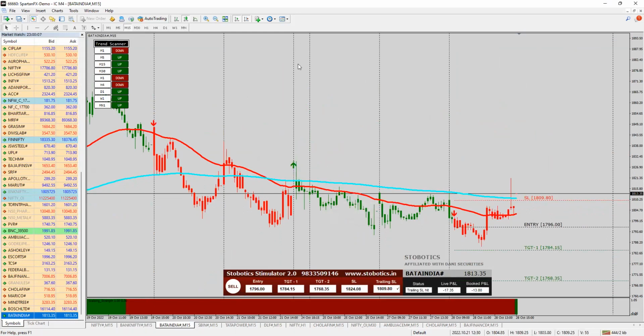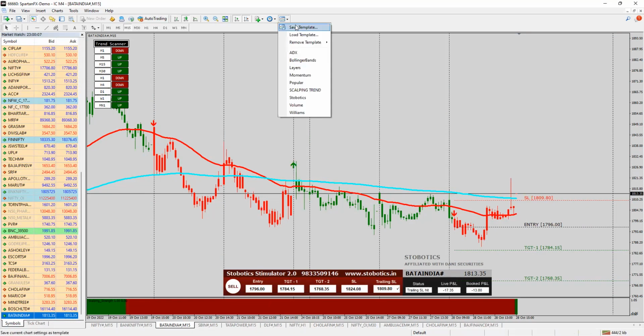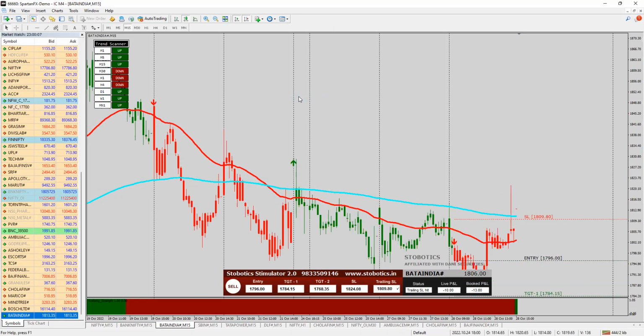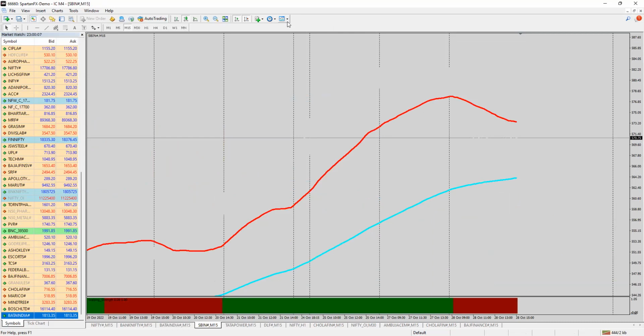Whenever you want to load this Stobotics simulator, you have to go on the template and load Stobotics over here. You can see at the bottom the price. That's how it is done. We have done this on SBI also. It works. Bharti Airtel also. By the way, we have just hit a target in Bharti Airtel, so everyone made a very good profit in Bharti Airtel.